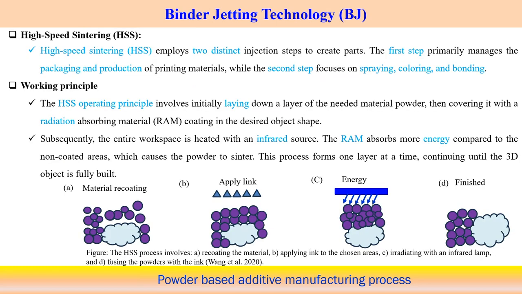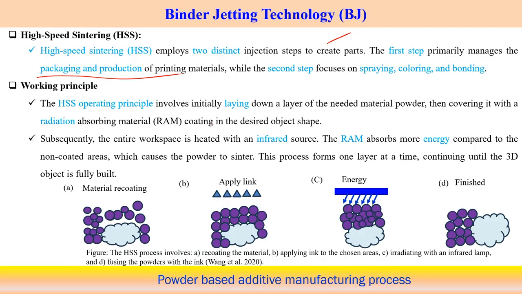Now, besides the binder jetting process, there is another process called the high speed sintering operation. High speed sintering is basically two different injection steps to create the parts. The first step primarily manages the packaging and the production of the printed material. In the second step, some kind of spraying, coloring, or bonding happens on the second layer, the second injection step. That is known as high speed sintering, because we are considering two injection steps.